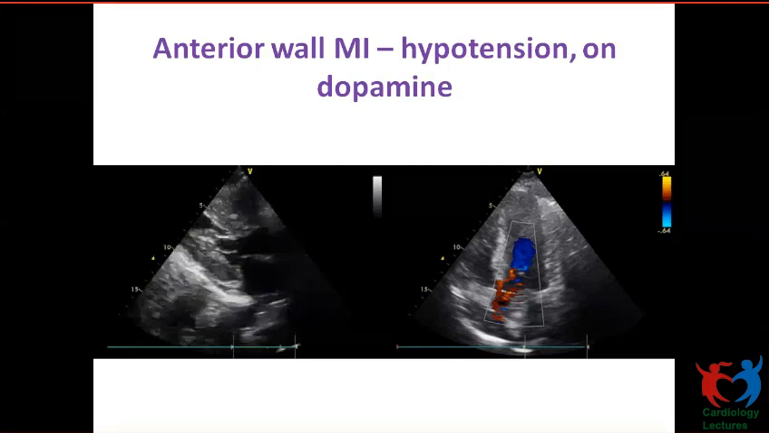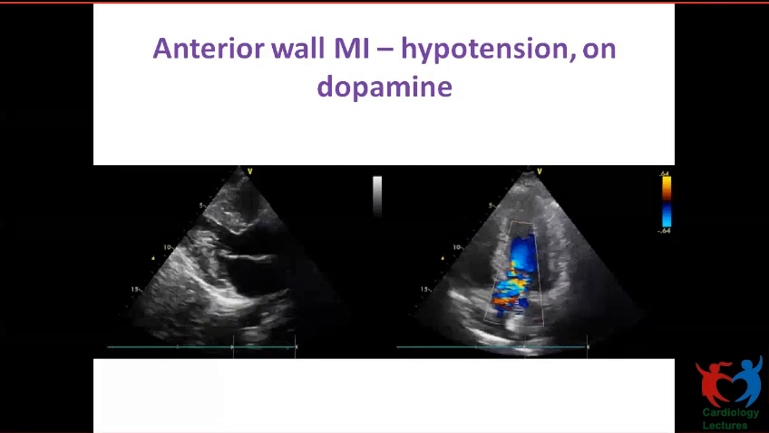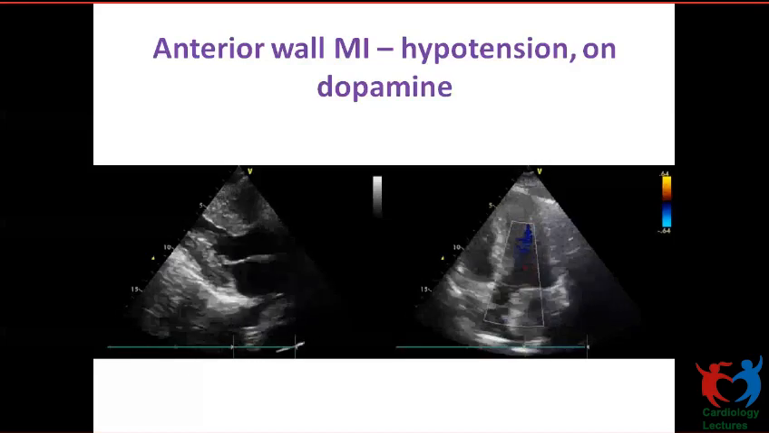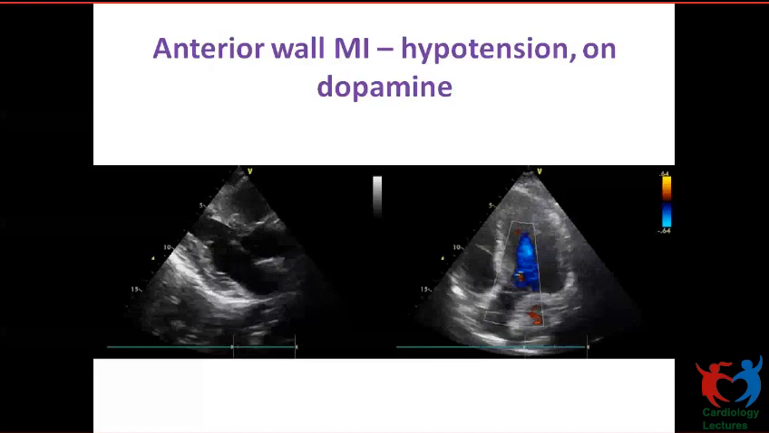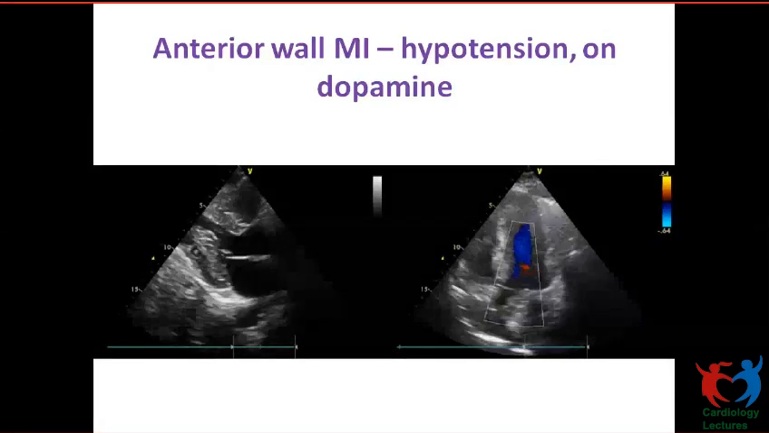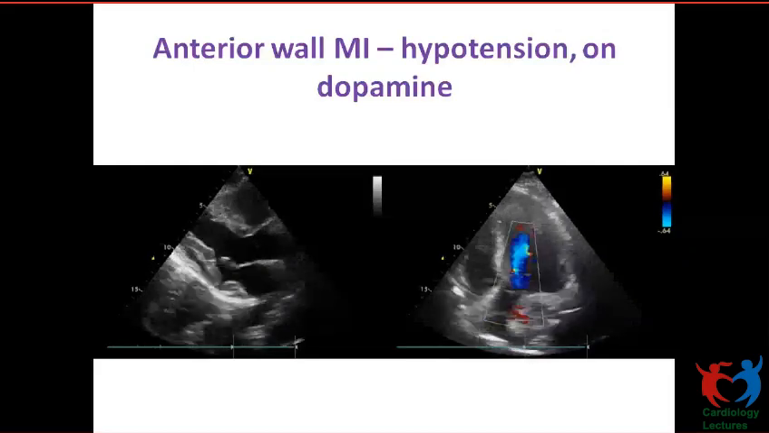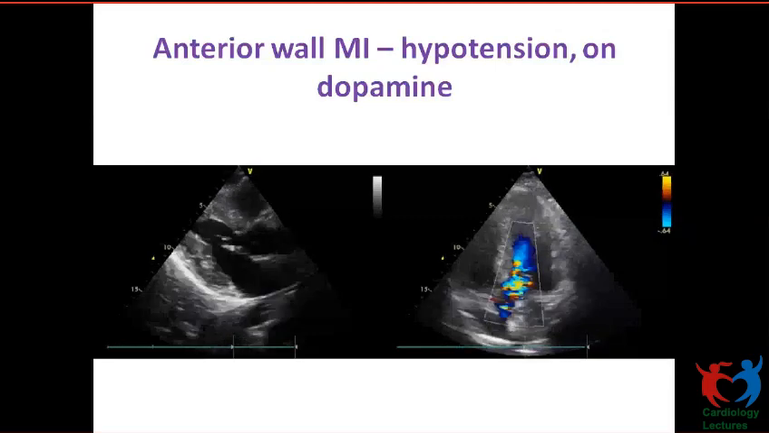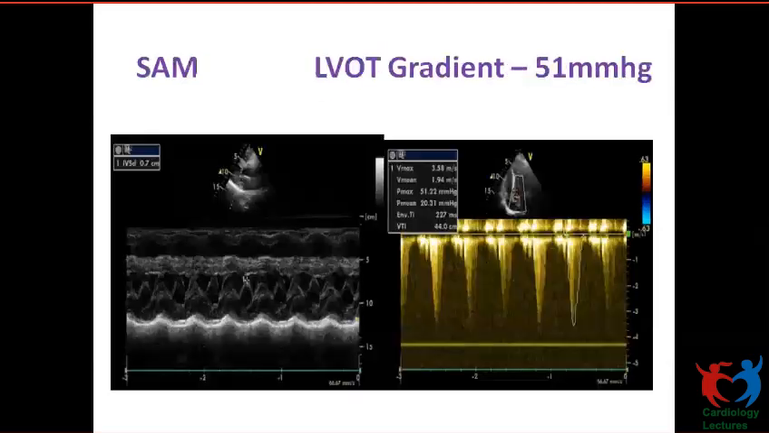So this patient is an anteroseptal MI presented with hypotension. Not very good images, but just to complete the list. Hypotension on dopamine. Can you make out anything? Dynamic anterior motion. Dynamic LVOT obstruction. Very good. Anterior motion. You can see the SAM. And you can see the gradient. So what do you do in this patient?